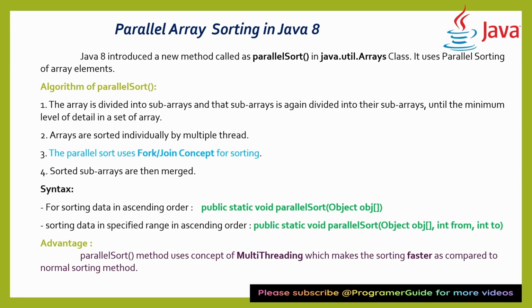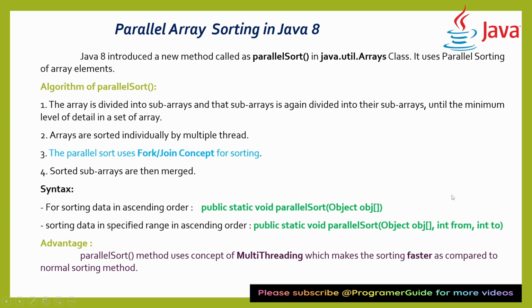So the performance of parallel array sort is high. Arrays are sorted individually by multiple threads. The parallel sort uses the fork/join concept for sorting. As I told you, the fork concept talks about the divide and subdivide rule. Whatever sorted subarrays there are in the end are going to be merged. This is how parallel array sort works.